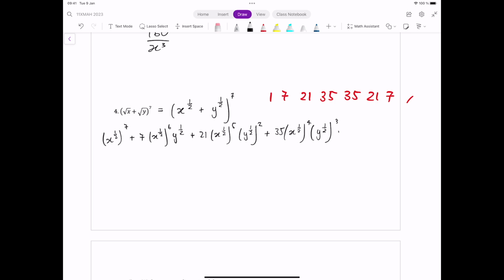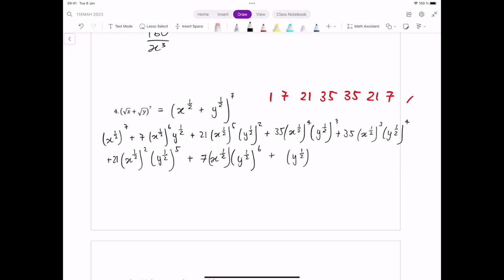cubed, plus 35 x to the power of a half cubed y to the power of a half to the power of 4, plus 21 x to the power of a half squared y to the power of a half to the power of 5, plus 7 x to the power of a half to the power of 1 y to the power of a half to the power of 6, and then plus y to the power of a half to the power of 7.